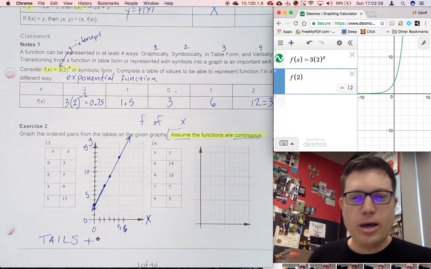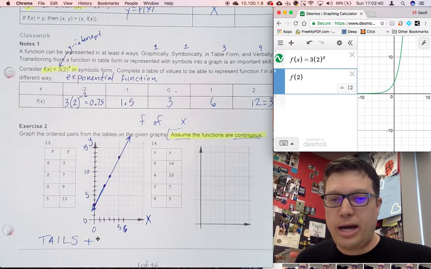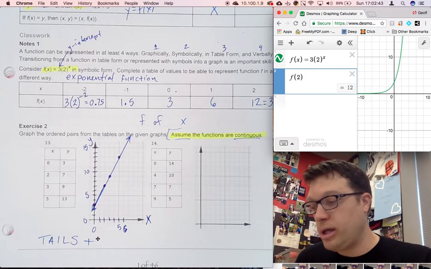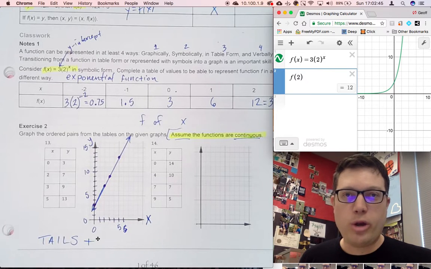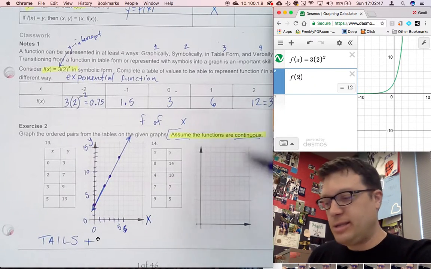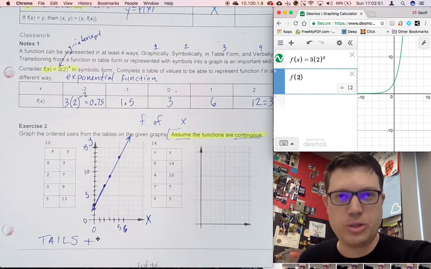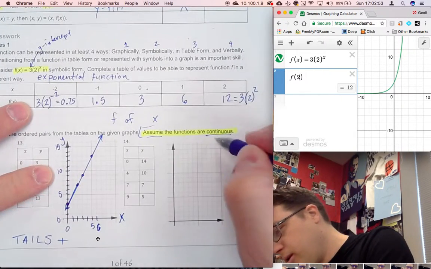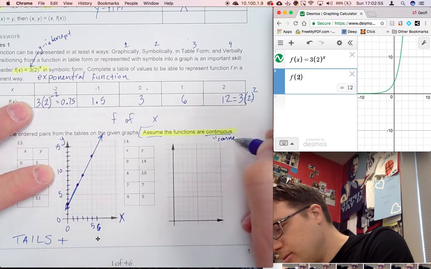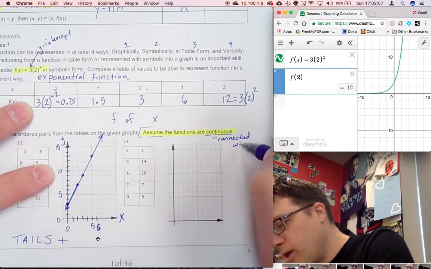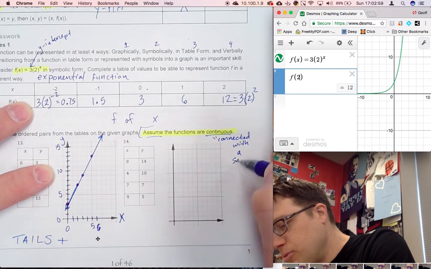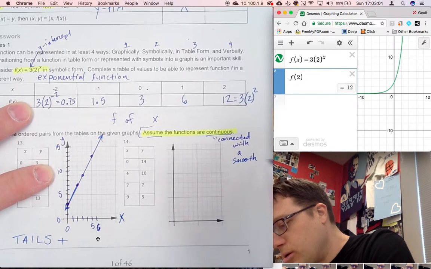Okay. Please do the same for the next one. I'm not sure that it's going to be a linear relationship, but do know that whatever pattern of points you plot over here has to be connected with a smooth curve. That's the other way to think about it. Connected with a smooth curve.